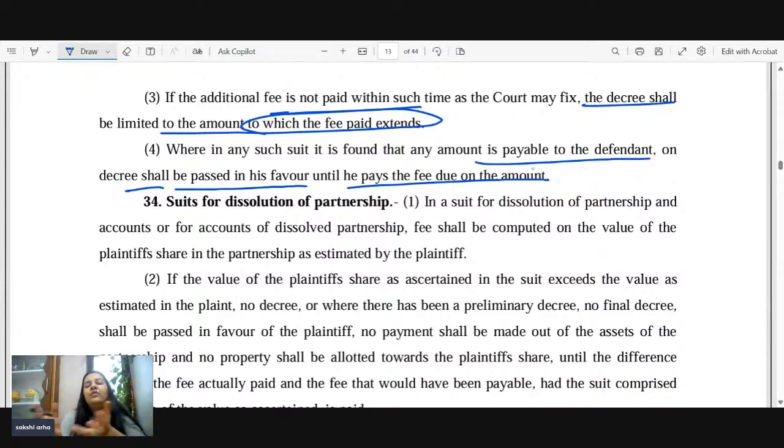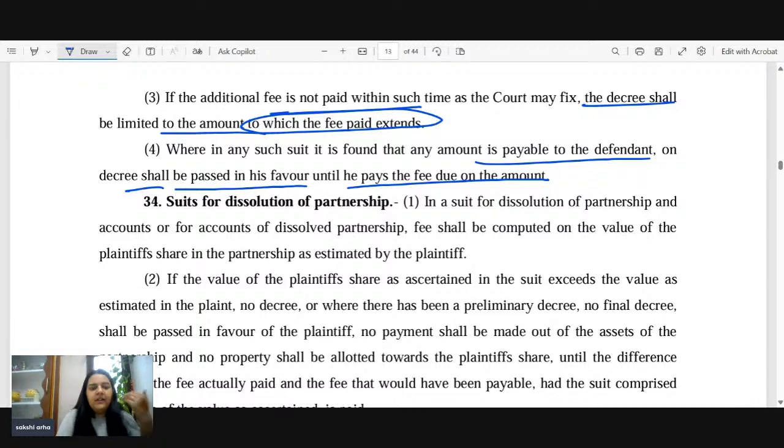अगर defendant को कुछ amount मिल रहा है decree के अंदर, okay, in that generally plaintiff fee pay करता है अपना, okay, according to whatever amount he has claimed. Defendant file the fee according to his written statement. Okay, but if in this particular suit any amount is decreed in favor of defendant, आप defendant को कुछ amount decree कर रहे हो, in that case the defendant also have to pay the fee due on that amount. उस amount में जितना fee लगेगा defendant have to pay that.